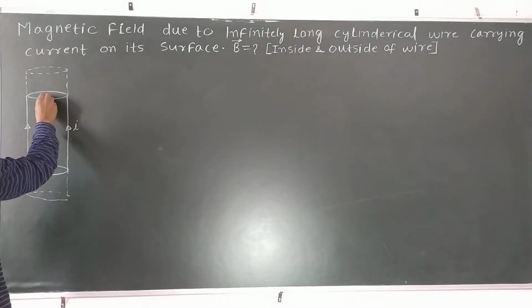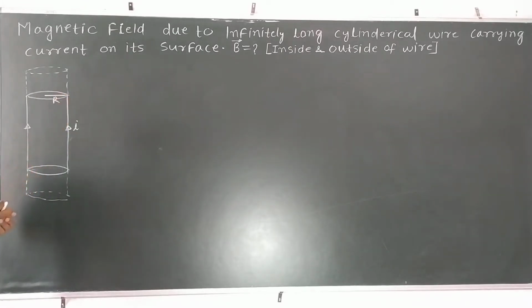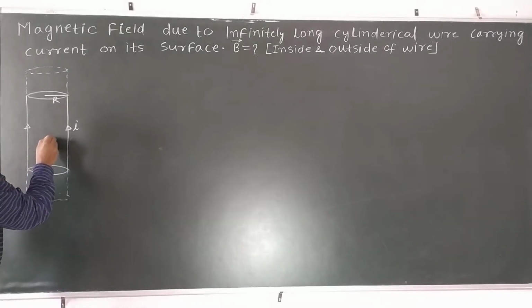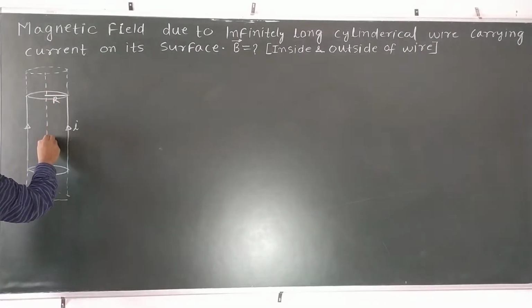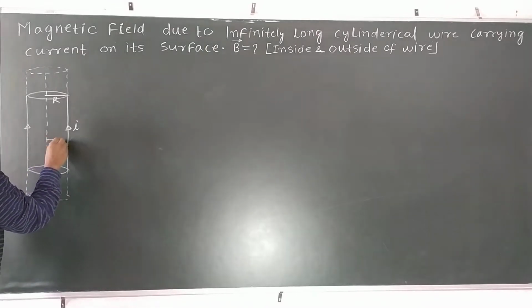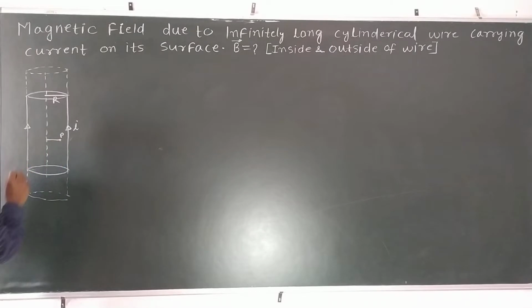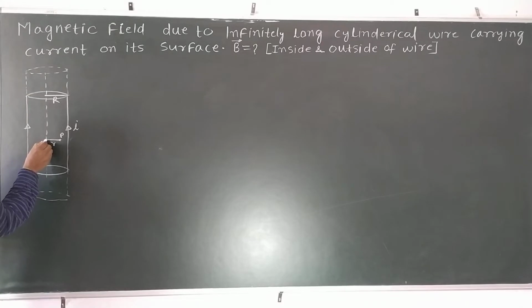The radius of this wire we call capital R. We have to find out the magnetic field inside of the wire. Suppose this is the axis of the wire, and you have to find the magnetic field at a point P, at a distance r from the axis. Again, we have to find out the magnetic field which is outside of the wire.